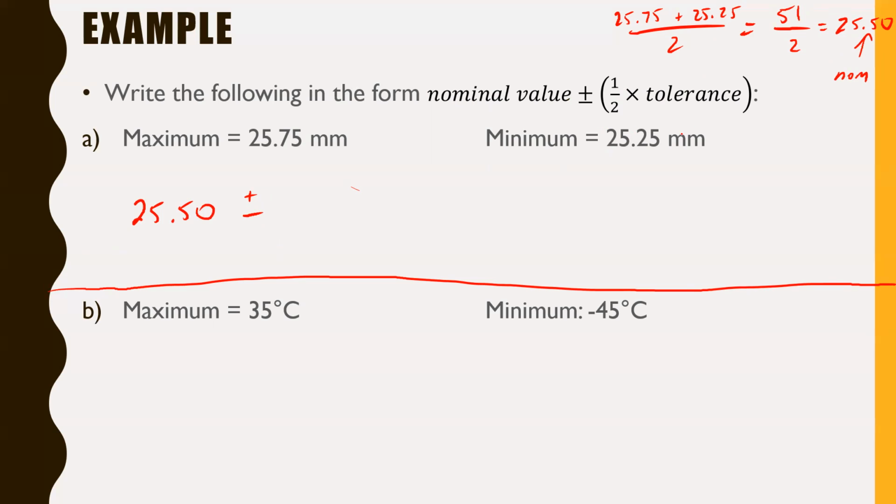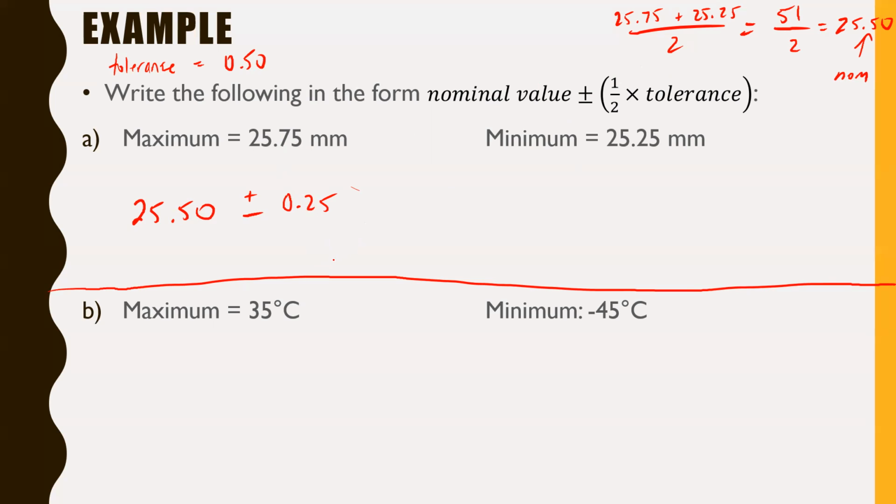Wait a minute. Well, the tolerance is just the difference from our maximum to our minimum. You could just subtract those two to find that tolerance. So the tolerance is just the difference between those two. If you subtract these two numbers, that I won't show, it's just 0.50. So plus or minus 1/2 times the tolerance, well, that'd be plus or minus 0.25, right? There's a lot going on in that one.